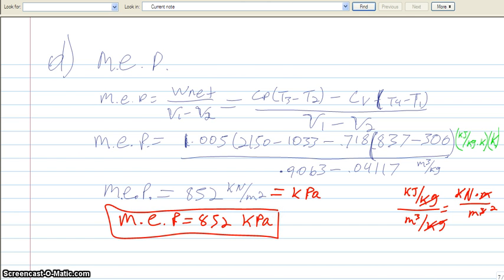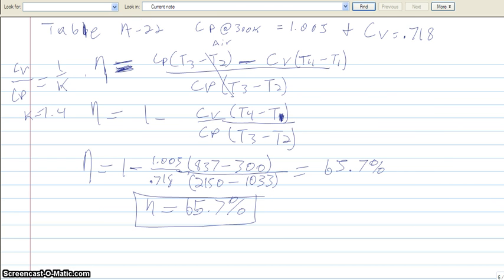Also, I made an error up here, just to let you know. It's table A20, not A22.